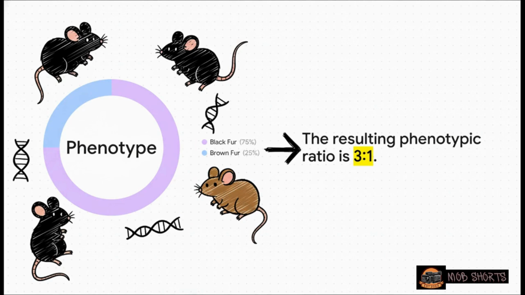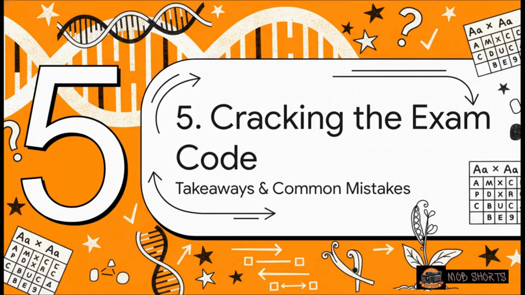But again, what do they actually look like? Let's check the phenotypes. The BB mouse? It's black. The two Bb mice? They're also black. Remember, because black is dominant. It's only that one little bb mouse that ends up being brown. So if we count them up, we get 3 black mice for every 1 brown mouse. And that is the famous 3-to-1 phenotypic ratio. You'll see this everywhere.